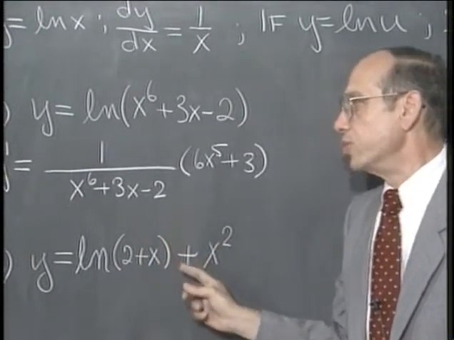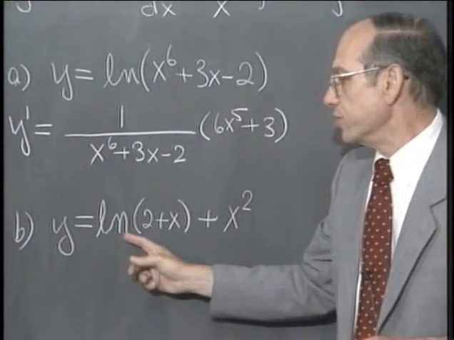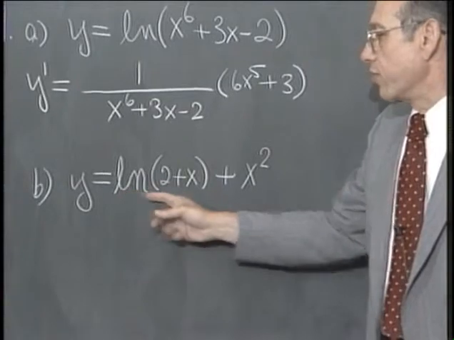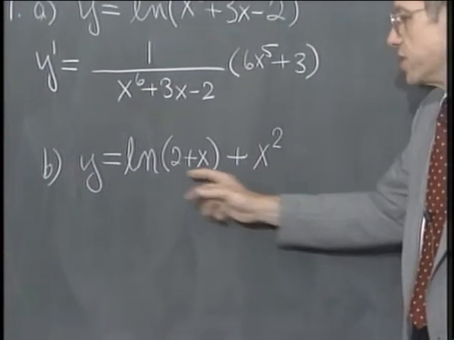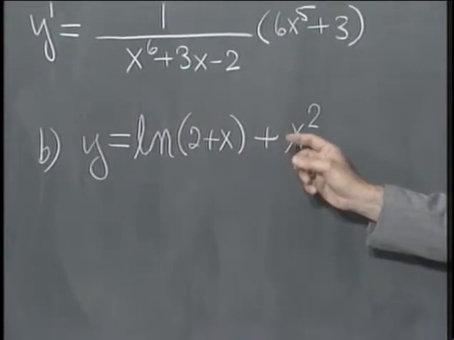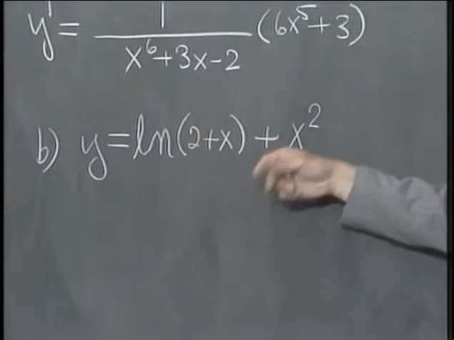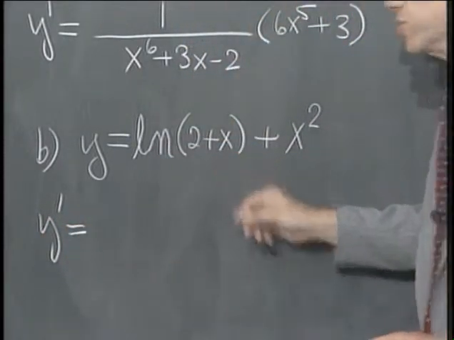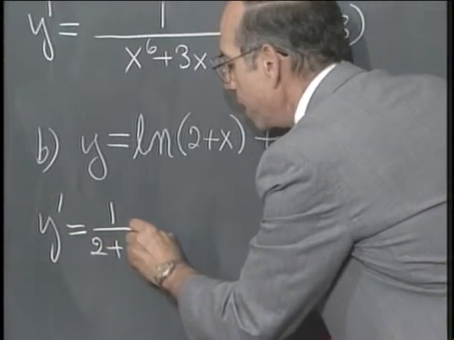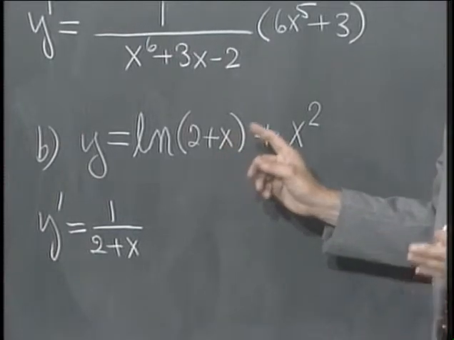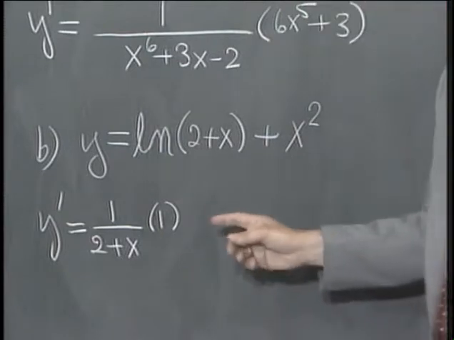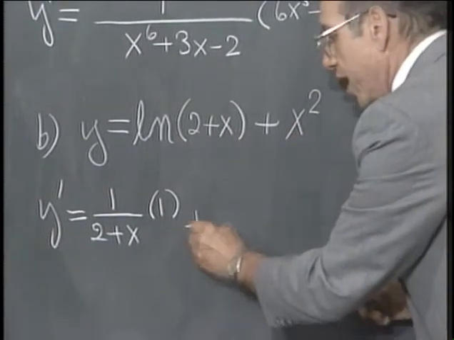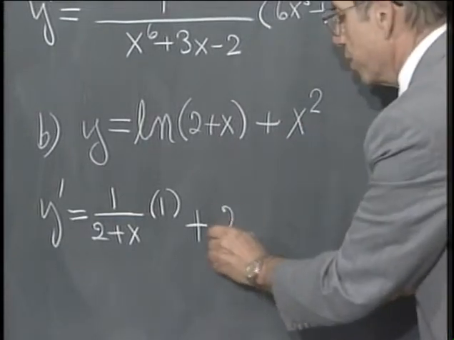Now, moving down to 1b, we have y equal to the natural log of 2 plus x, plus x squared. We have a function that combines the logarithmic function and one of our old algebraic functions. Since they're combined by addition, we can apply our old derivative rules, which say that the derivative of a sum is simply the sum of the derivatives. So the derivative is equal to the derivative of log of 2 plus x, which is 1 over 2 plus x, times the derivative of 2 plus x. The derivative of 2 plus x is simply 1. I'll write that in so you won't think I forgot it. That completes the derivative of log of 2 plus x. Don't forget this term: we have to add the derivative of x squared, which we all remember is simply 2x.